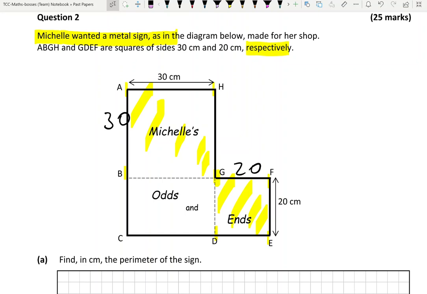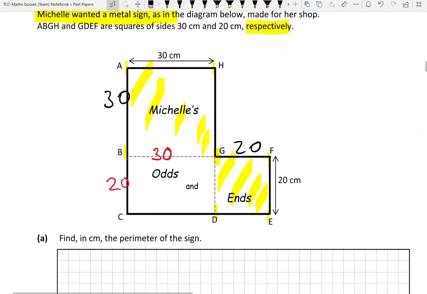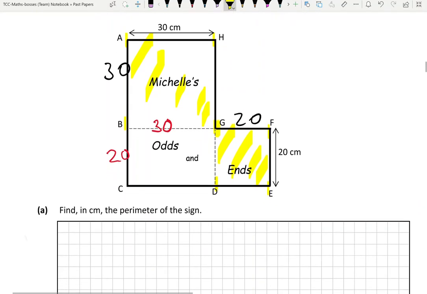Or just before we do, we could add a little bit of data and information to our understanding of the problem. So there would be 30 along here as well, and there would be 20 along here as well. So it gives us a deeper understanding of the situation we find ourselves in before we go on to answer the questions. So why don't we go on to the questions?